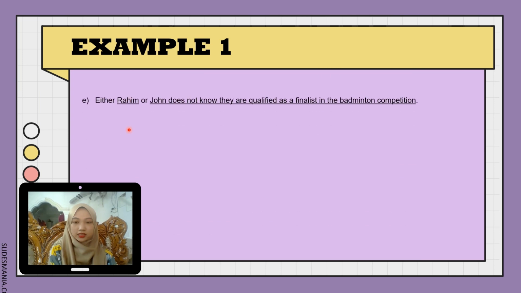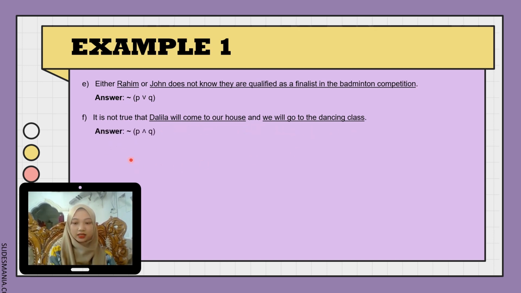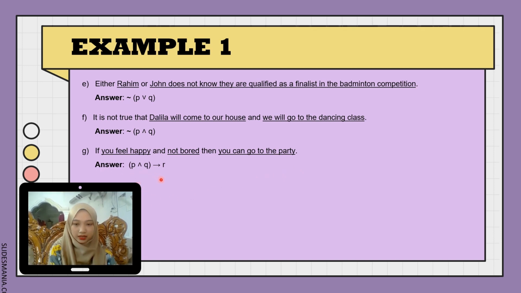For question E, either Rahim or John does not know they are qualified as a finalist in the badminton competition. So, the answer is negate P or Q. And the F is, it is not true that Dalila will come to our house and we will go to the dancing class. And the answer is not P and Q. For the G question, if you feel happy and not bored, then you can go to the party. So this is the answer, which is P and Q implies R.